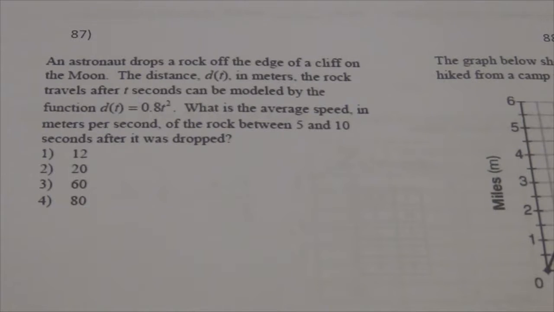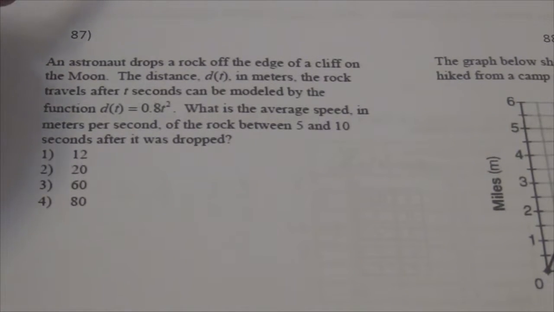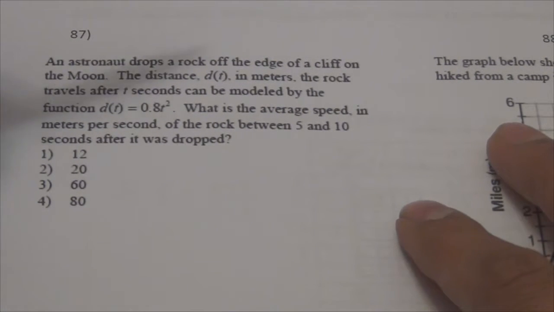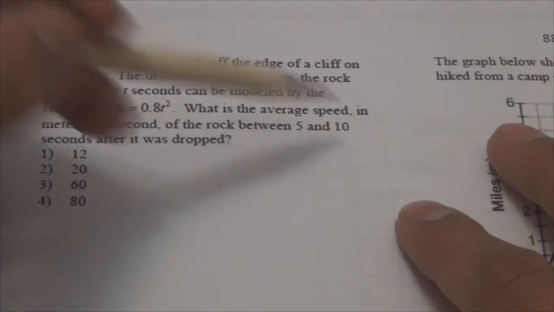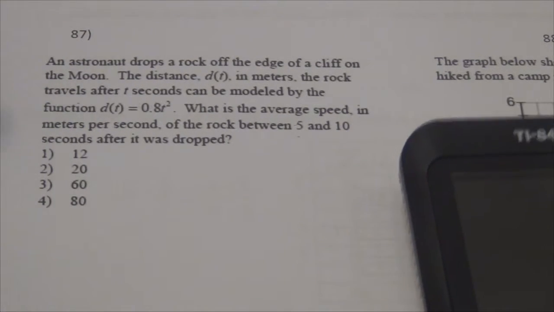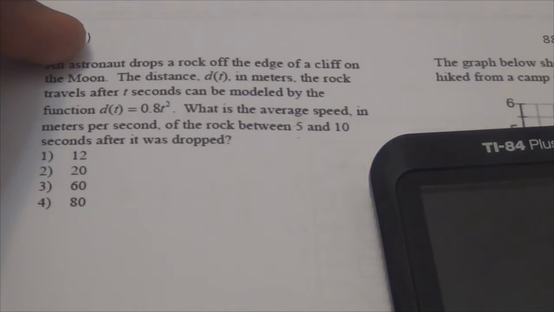All right, so what do I know? Well, first of all, we know that they want the average speed of the rock between 5 and 10 seconds. So we're going to have to plug in 5 and then 10 and then find the average rate of change, which is basically the slope. So let's see now.